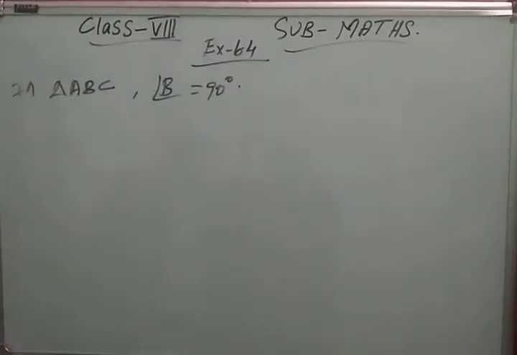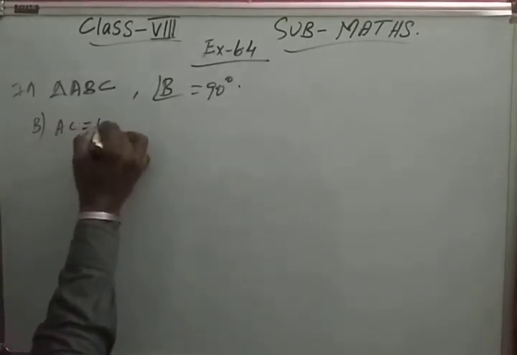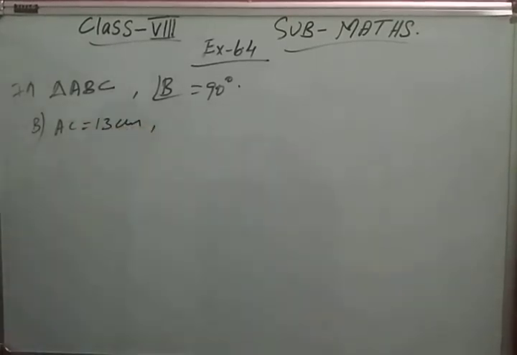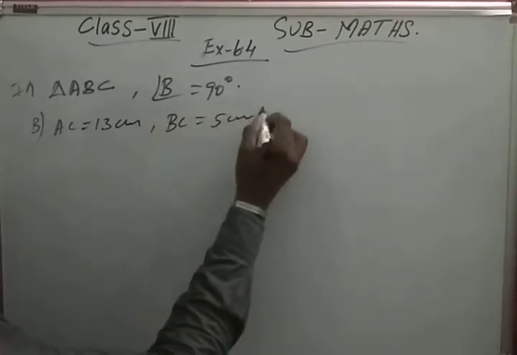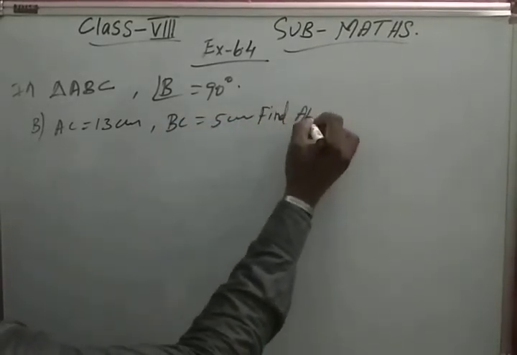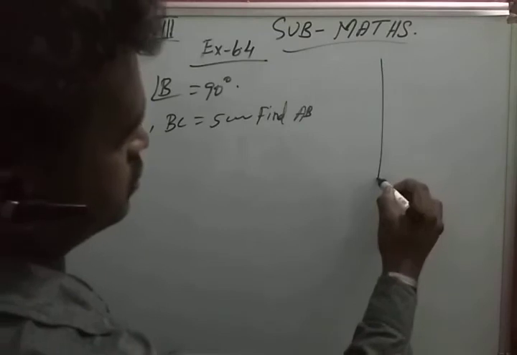Okay. Next, B. They have given AC is equal to 13 centimeter and BC is equal to 5 centimeter, and find AB. So draw the picture, then only we can understand easily, right?